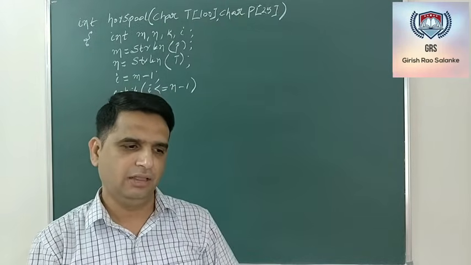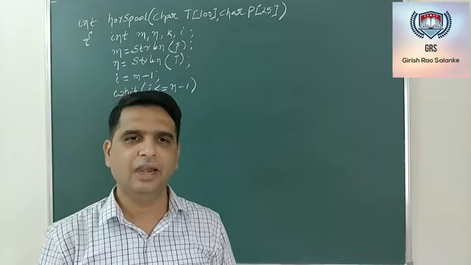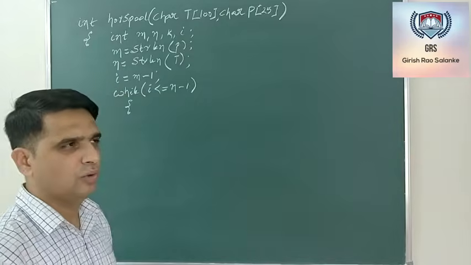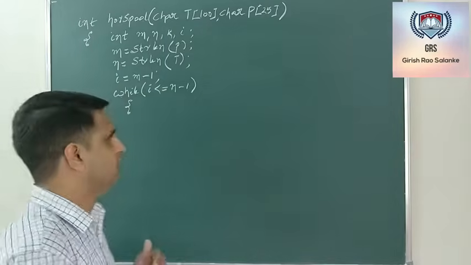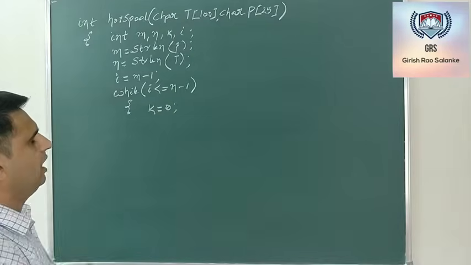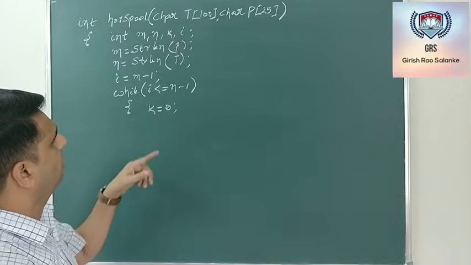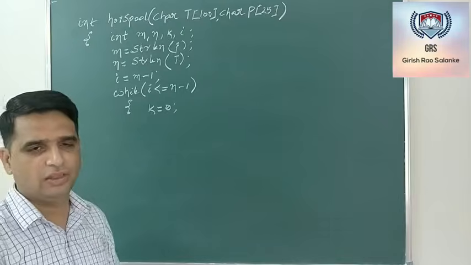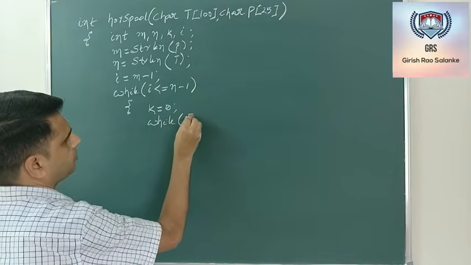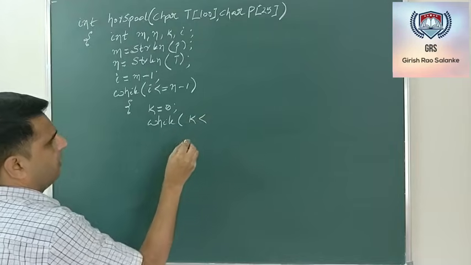If the number of matches is k, then it implies that I found my pattern in the text. To have the number of matches, if you do remember, we have taken a variable k in the algorithm. I'll use the same variable k, which is initialized to 0 first. Next, I'll take a while loop: while k is less than m.